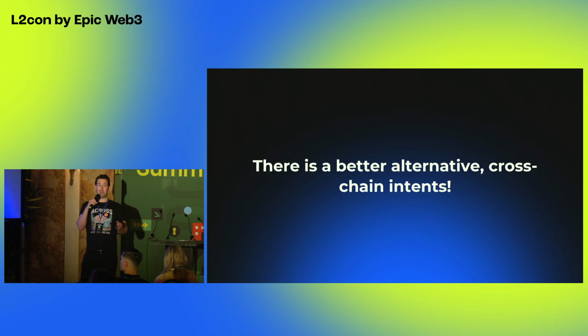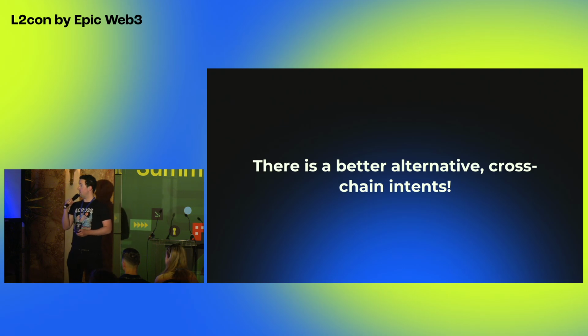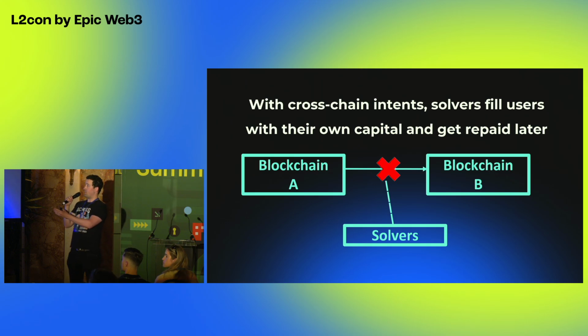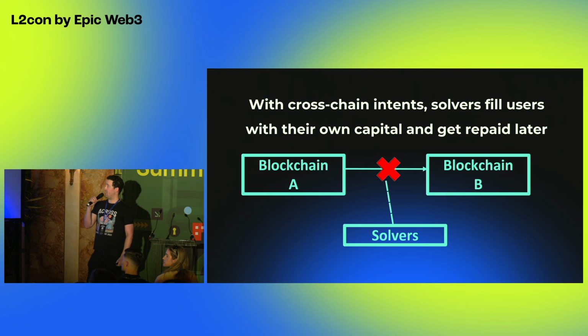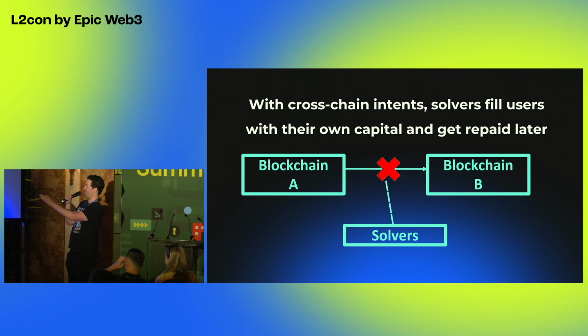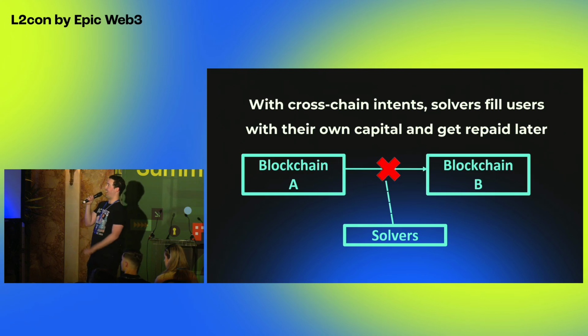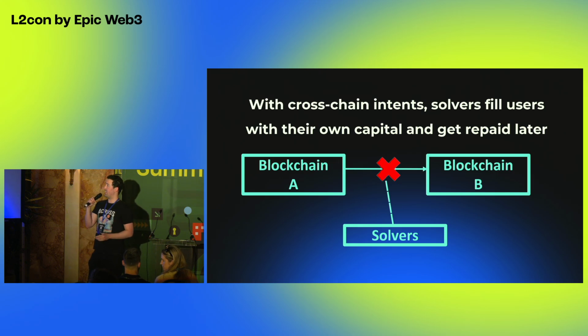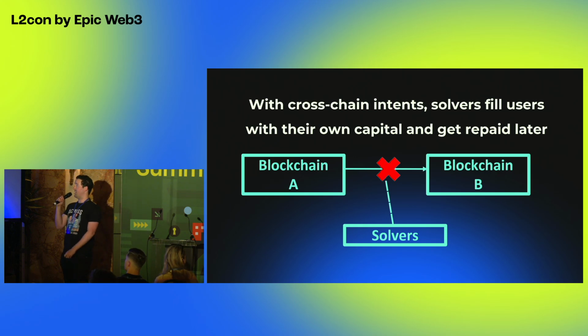So at Across, we really believe there's a better alternative, and that's cross-chain intents. We've been using cross-chain intents for the last few years, and it's worked incredibly well. So how cross-chain intents work: instead of sending a message between blockchain A and blockchain B, you have solvers watching blockchain A, and when they see an intent from a user, they compete to fulfill that intent on blockchain B.